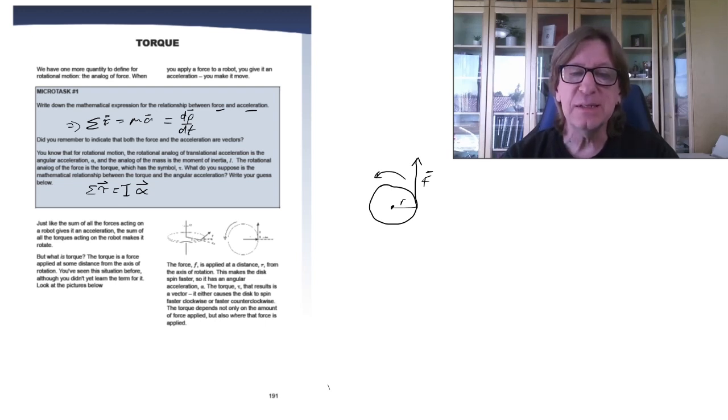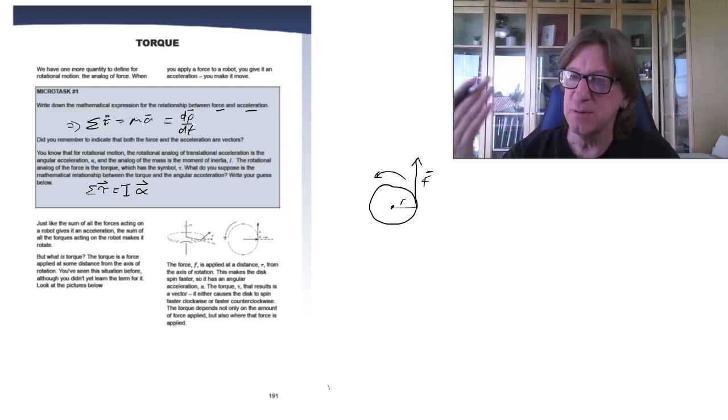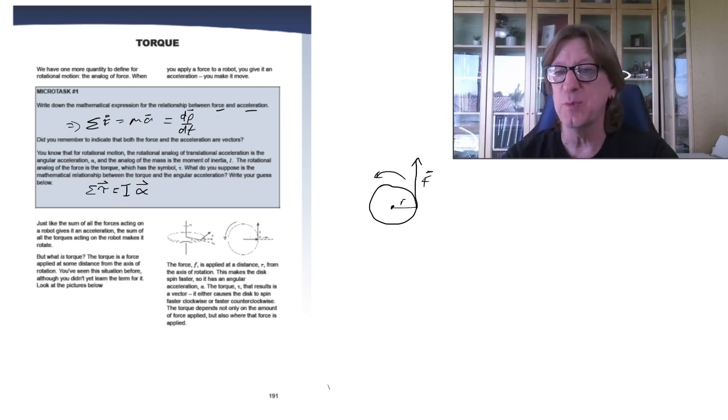So that basically is what a torque is. A torque is a force applied at some distance from the axis of rotation. Right? So just like we've always done, let's look at the two variables, in this case the distance from the axis of rotation and the force we apply, and let's come up with a definition for torque. Turn to the next page.